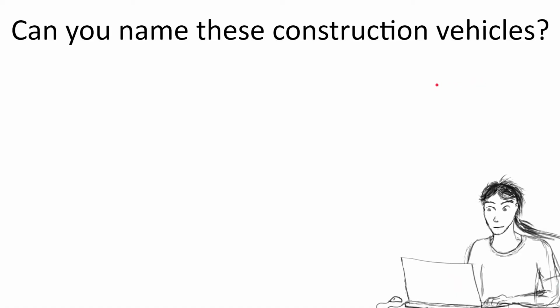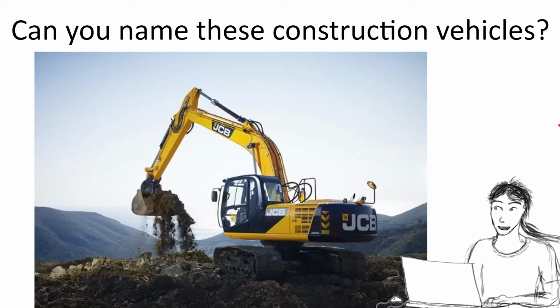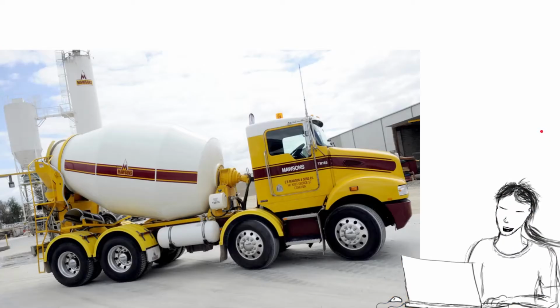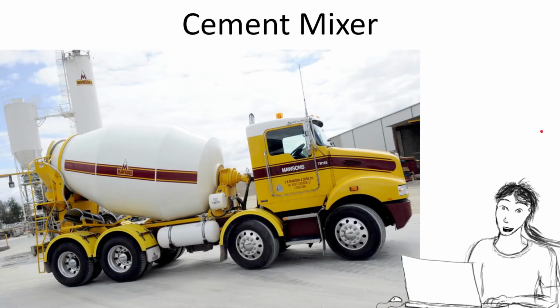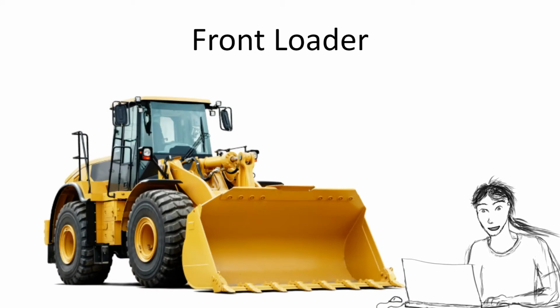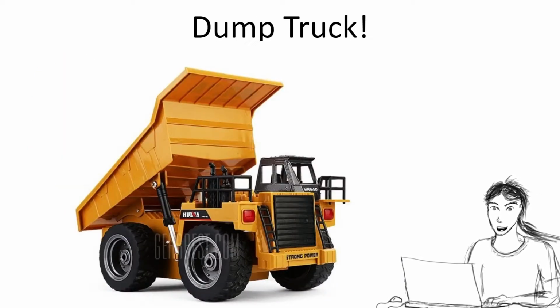Can you name a few of these construction vehicles that I'm going to show? Do you know the names of these vehicles? What's this one called? Do you know? It's an excavator. What about this one? Bulldozer. What about this one? Cement mixer. Do you know this one? This is a front loader. And a crane. And a dump truck.